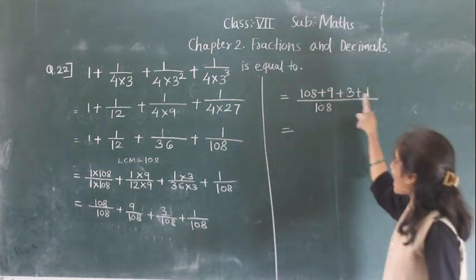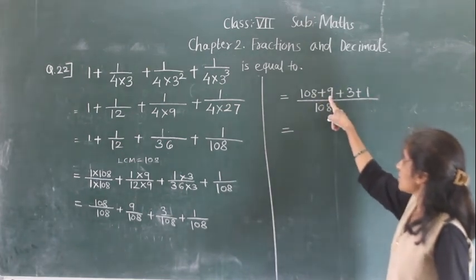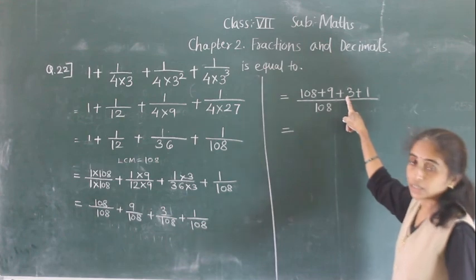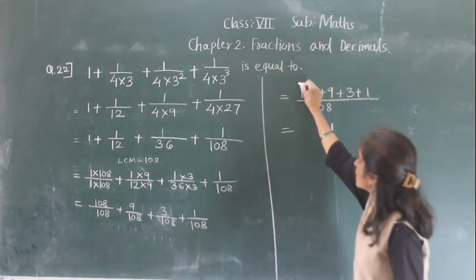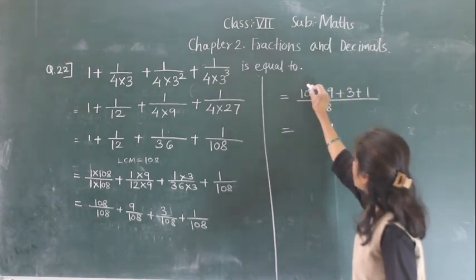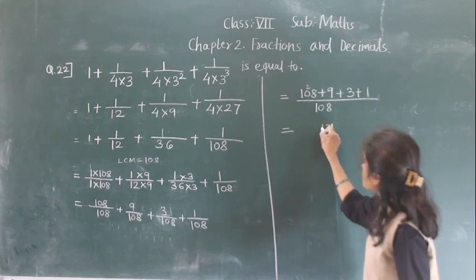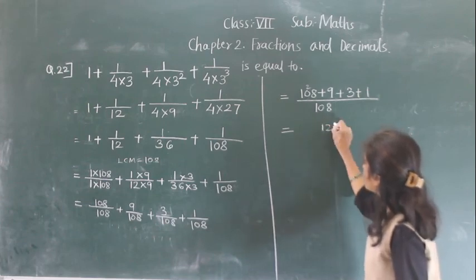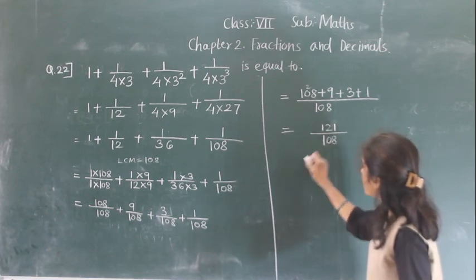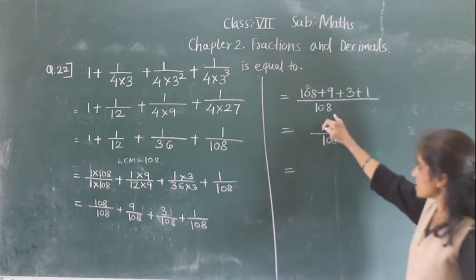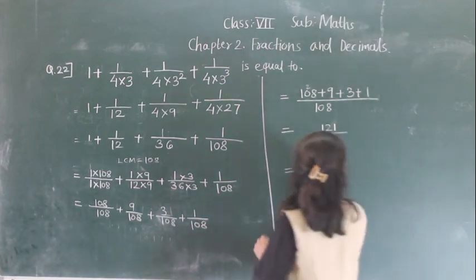Now we are going to add these. Yes. 8 plus 9, 17. 17 plus 3, 20. 20 plus 1, 21. So 2 will be the carry. Yes, 2 will be the carry. So 0 plus 2, 2. What does it mean here? So 121, we got the numerator. And the denominator we have got 108. Yes, the denominator is 108. So we need to divide here. See, so divide.